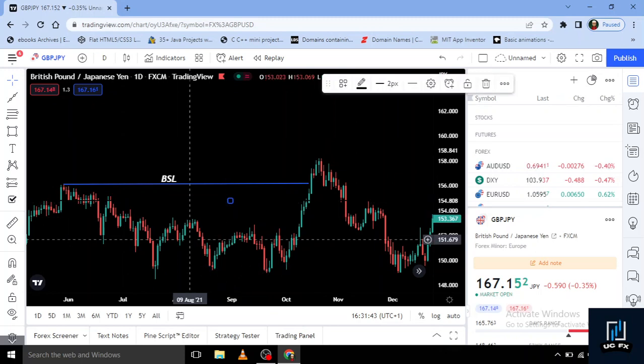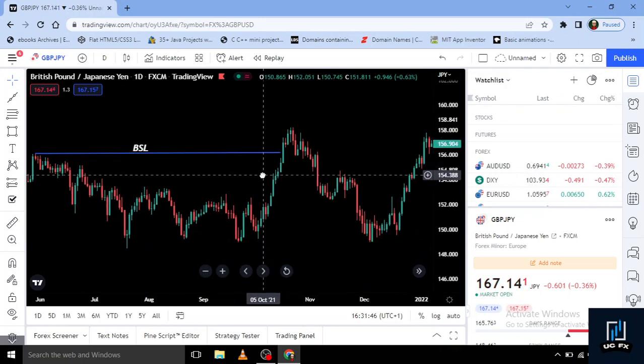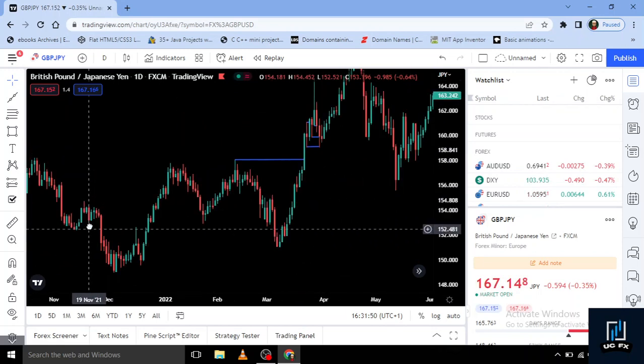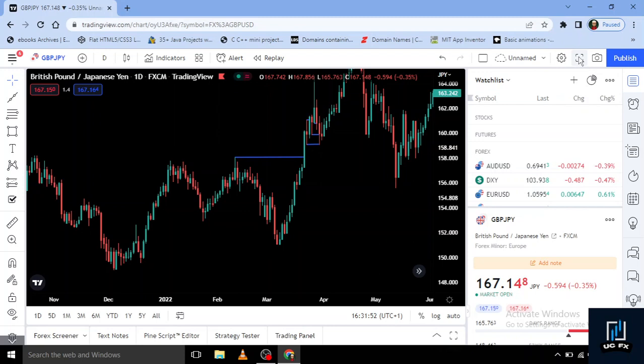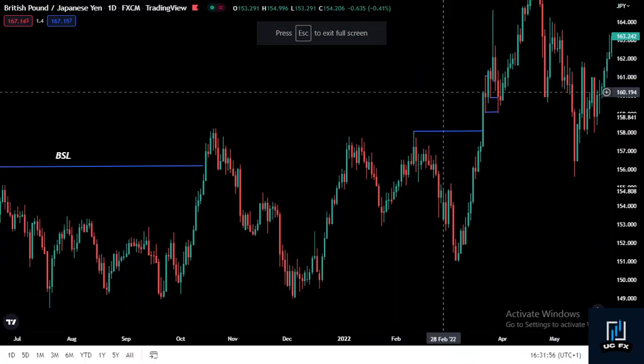So we have another one, the sell side liquidity, that's the SSL. And the sell side liquidity is just the opposite of the buy side liquidity. Let's find another example on this one.